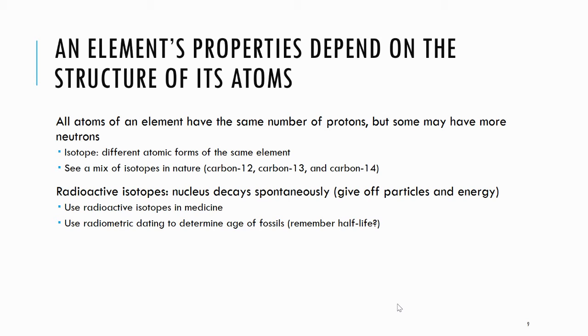We will also find radioactive isotopes where the nucleus will decay spontaneously to give off particles and energy. We can use radioactive isotopes in medicine, like for tagging things, and then being able to do scans and figuring out if there's a problem. And then we also use them for radiometric dating to determine the age of fossils. And with that, if you remember half-life from chemistry, that's how we can calculate that. We will talk more about radiometric dating when we get to our natural selection unit later in the year.